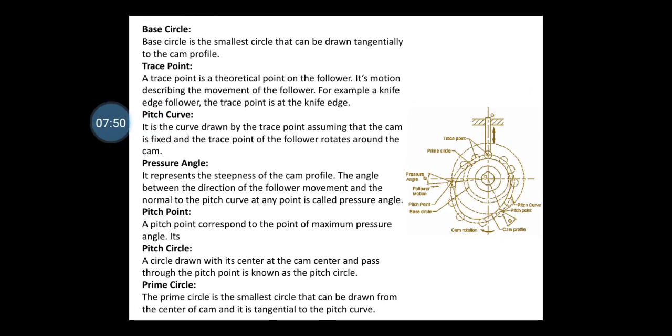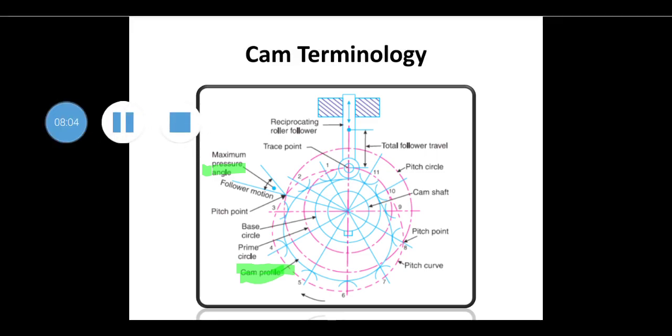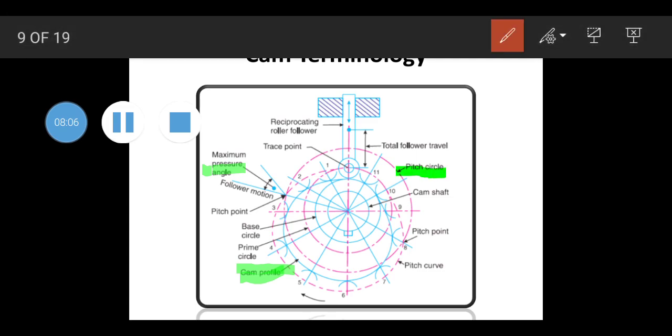So these are some of the terminologies. Coming towards the pitch circle. It is a circle drawn from the center of a cam through the pitch curve. We can see over here, this is the part of pitch circle. Here, this is the curve generated by the trace point as the follower moves relative to the cam. In knife edge, pitch curve and cam profile are the same, as in roller follower they are separated by the radius of the roller.